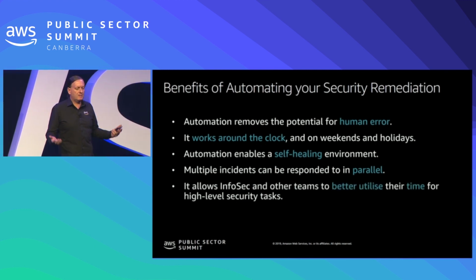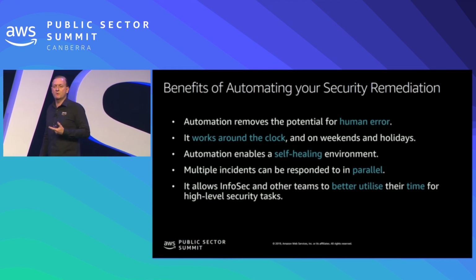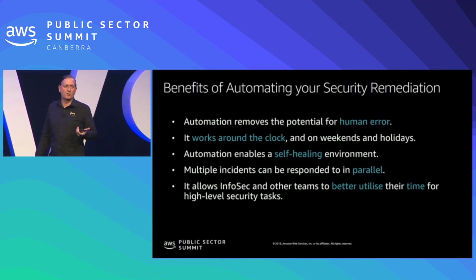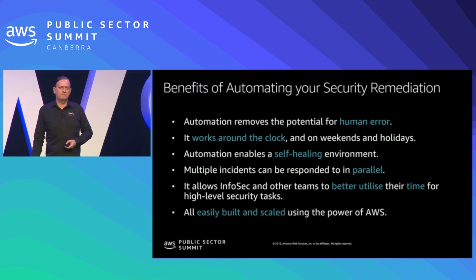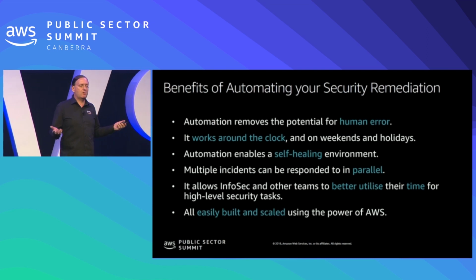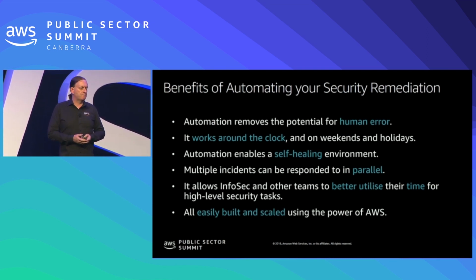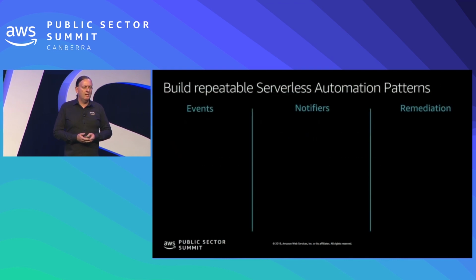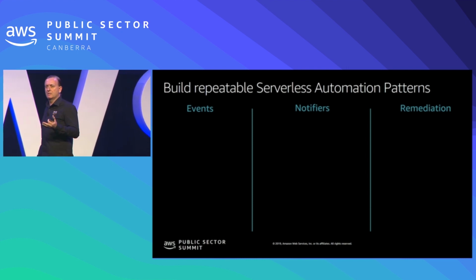And automation allows your security teams to focus on high-level tasks, such as building compliance and governance frameworks for your organization, rather than constantly firefighting security incidents reactively. And of course, automated security remediation is easily built and scaled using AWS. So the key to automating your security remediation is to build using repeatable serverless automation patterns.